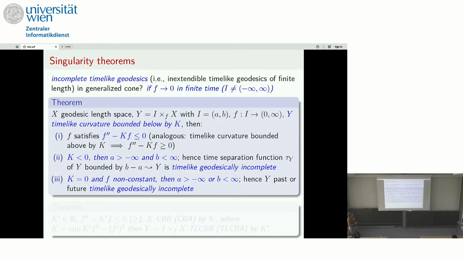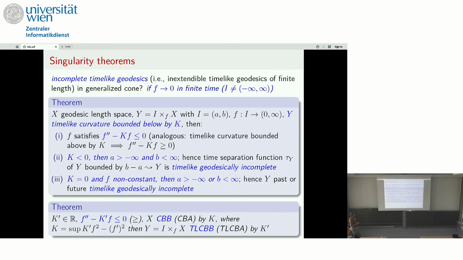If k is 0 and f non-constant, then you have two cases. So either A is finite or B is finite. So either it's past time-like geodesically incomplete, which would correspond to the Big Bang scenario, or it's future time-like geodesically incomplete, which corresponds to the Big Crunch scenario, where everything comes together in one point.